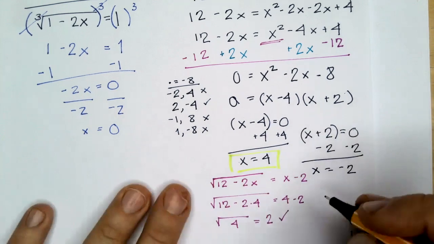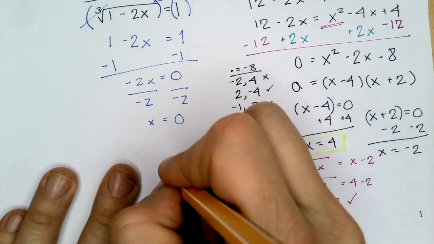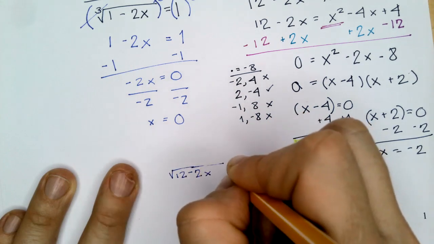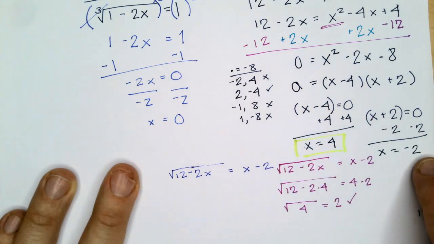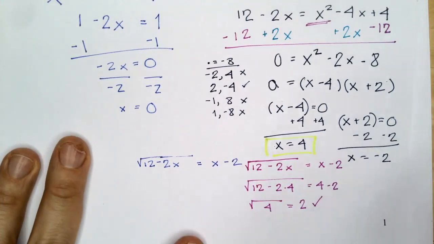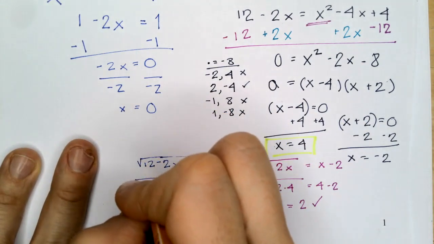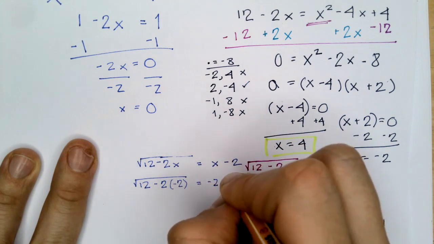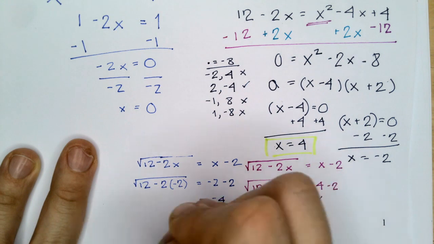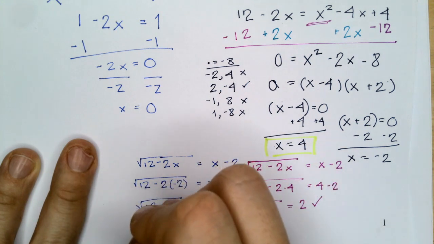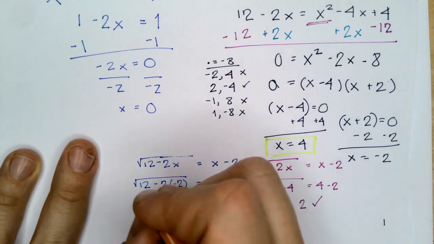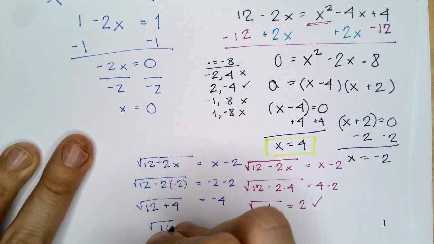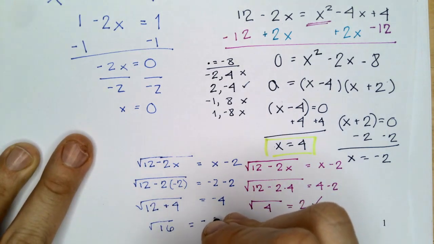And then for our second one, same exact thing, but I'm going to use a negative 2. So it was the square root of 12 minus 2x equals x minus 2. The square root of 12 minus 2 times negative 2 is equal to negative 2 minus 2. Negative 2 minus 2 is a negative 4. Negative 2 times a negative 2 is 4, so 12 plus 4 is 16. The square root of 16 is equal to negative 4.